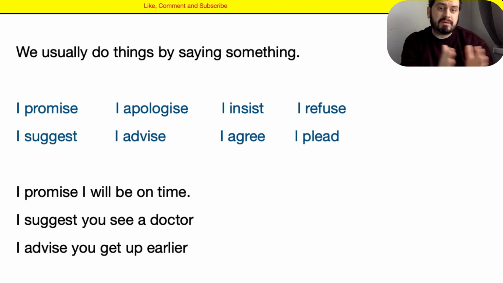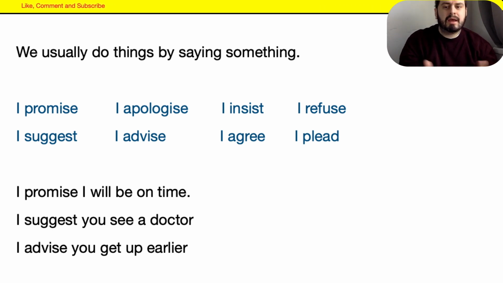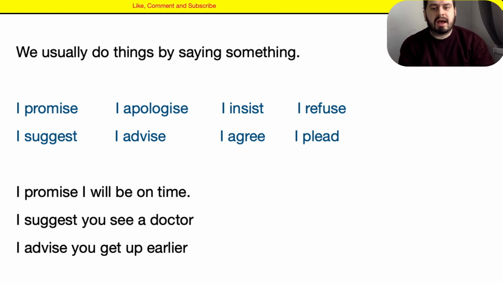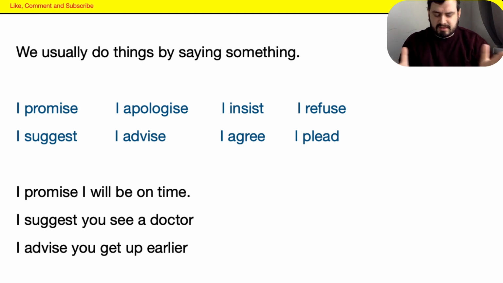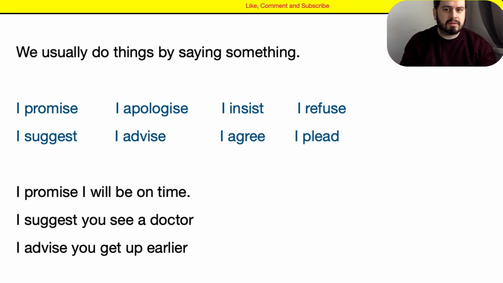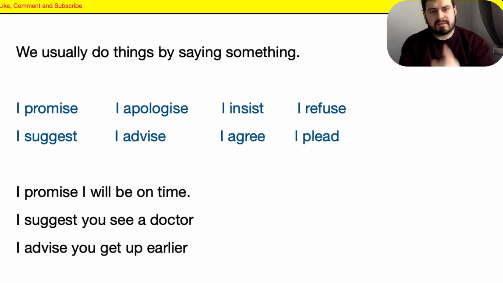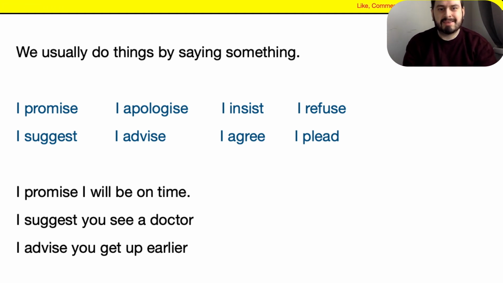Now, I promise is usually used with future because it's a future thing. I promise I will be on time. But the I promise is present. It's not I will promise I will be on time. I suggest you see a doctor. This is a piece of advice. It's all in present simple. I suggest you see a doctor, not I will suggest. I advise you get up earlier. Yes, you. That's you over there. I advise you get up earlier. So here are some examples.